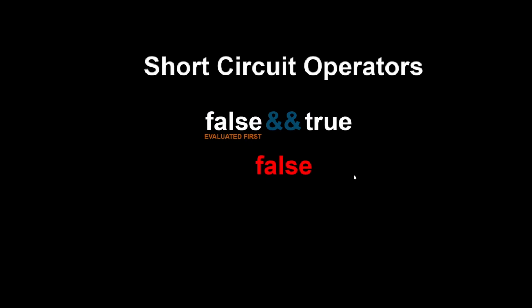Unnecessarily evaluating the second operand wastes resources, and the Java compiler recognizes this and acts accordingly by short-circuiting Boolean expressions using the AND operator when necessary.